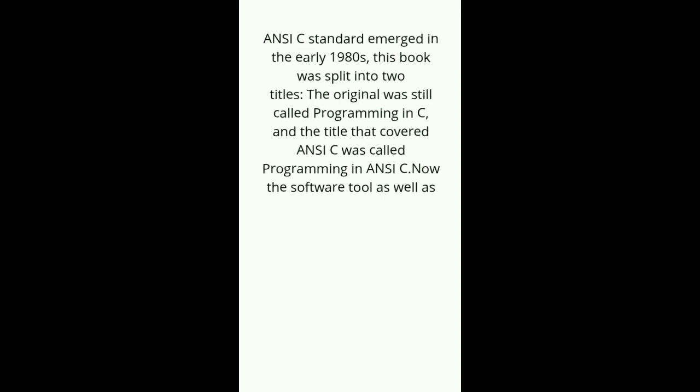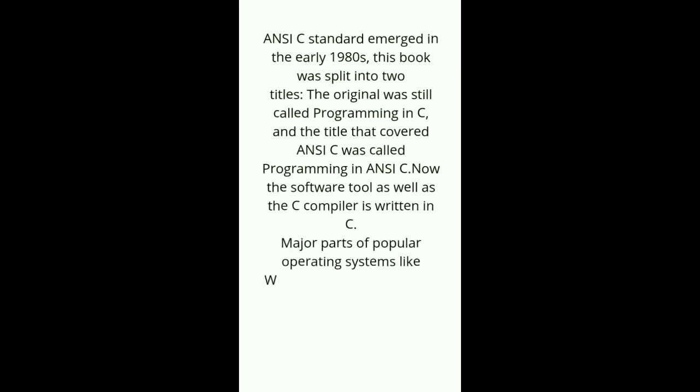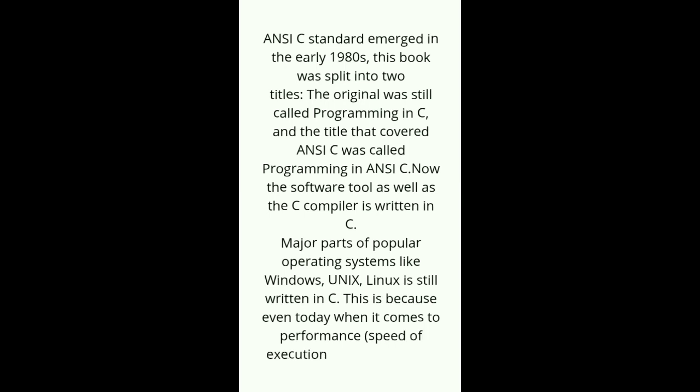Now, the software tools as well as the C compiler are written in C. A major part of popular operating systems like Windows, Unix, and Linux is written in C. This is because even today, when it comes to performance and speed of execution, nothing beats C.